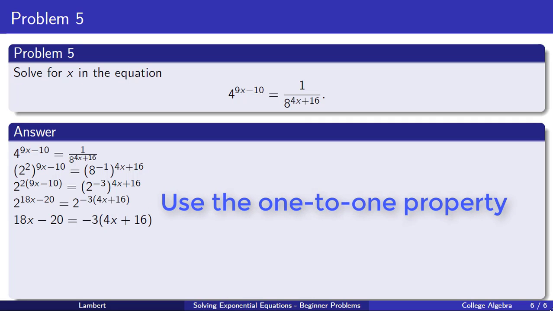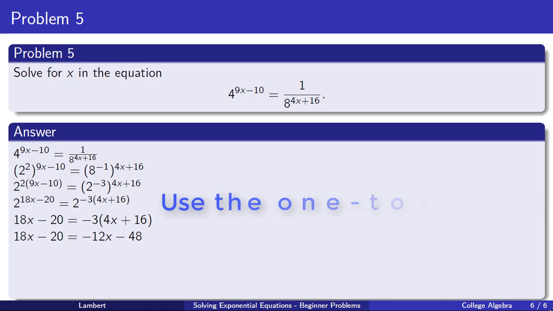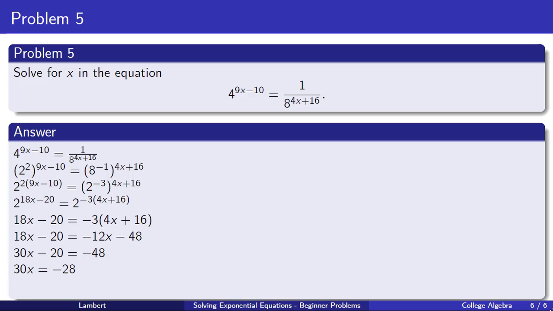We get 18x minus 20 equals negative 3 times the quantity 4x plus 16. So distributing on the right-hand side, we get 18x minus 20 equals negative 12x minus 48. We can add 12x to both sides to get 30x minus 20 equals negative 48. And now, adding 20 to both sides, you get 30x equals negative 28. All we need to do here is just divide both sides by 30, and you get x equals negative 28 over 30, which is the same thing as negative 14 over 15, giving us our final answer that we were searching for.